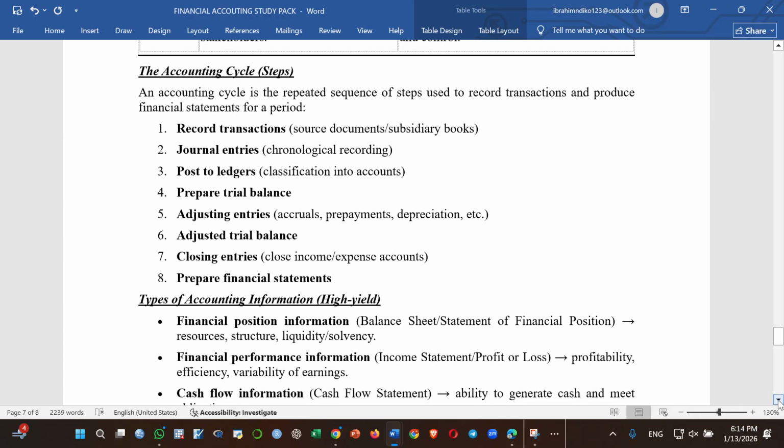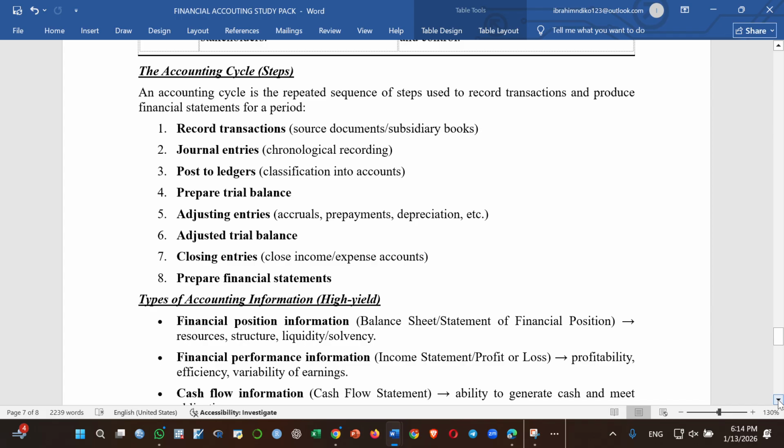Let us see the accounting cycle or steps. An accounting cycle is a repeated sequence of steps that is used to record transactions and produce the financial statements. So you start from recording up to the final part, that is producing the financial statements. Once you finish, you start again from the recording. So it is a cycle.